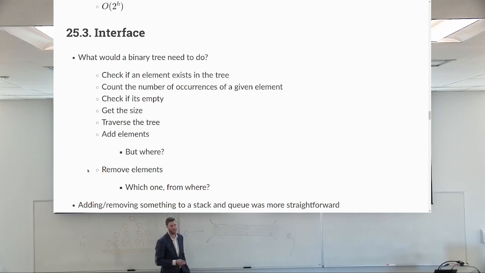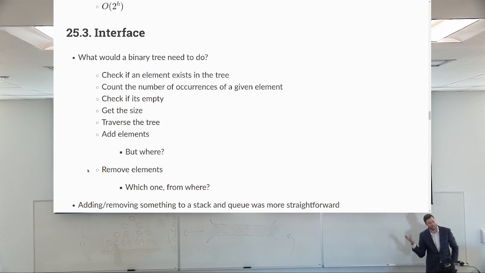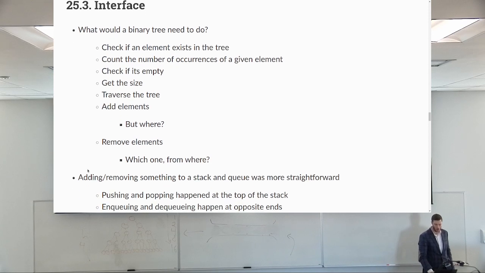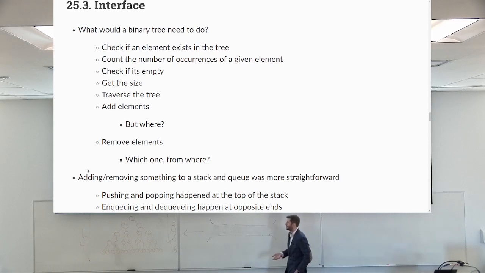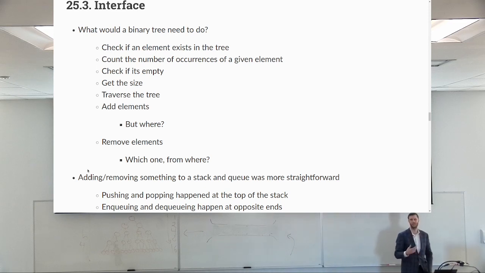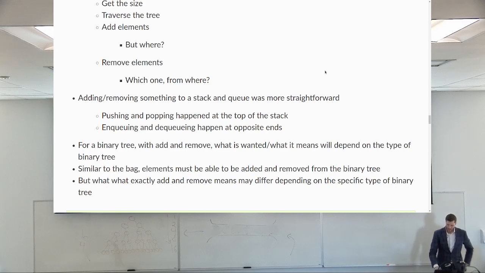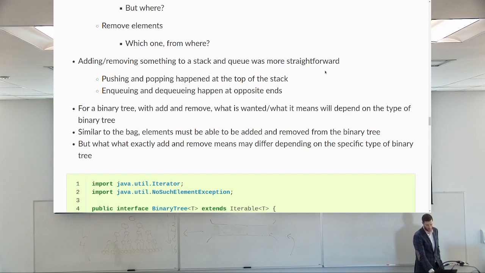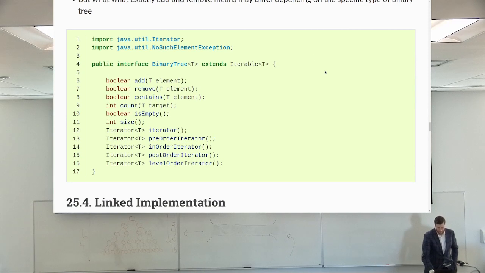Maybe we've just got a general tree where I just want to be able to add things arbitrarily. Or maybe my tree has some sort of ordering where it really is important how things are added or removed. So we can't go and implement a regular old binary tree. We can define the interface, but how we add and remove is really going to depend on specific implementation requirements, specific requirements of the type of binary tree. So with a binary tree, what add and remove mean depends on the type of binary tree, similar to a bag. So here's an interface.